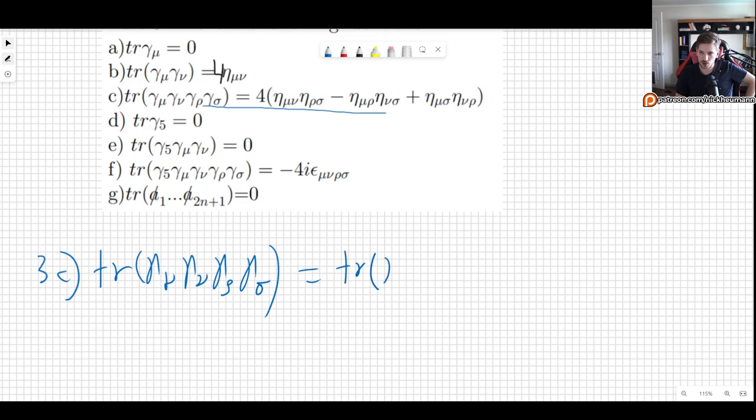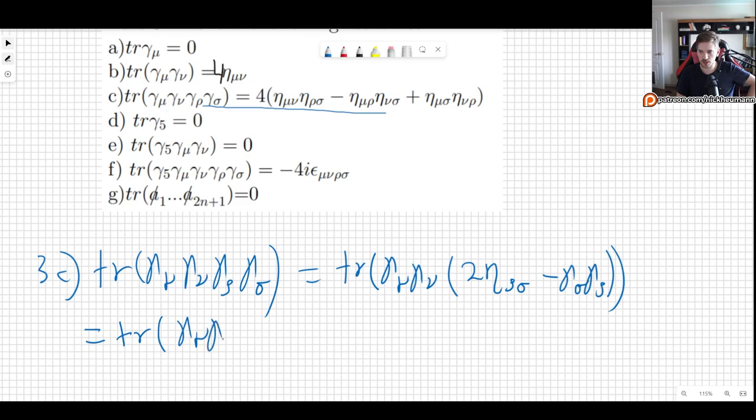So this is the trace of gamma mu gamma nu. Sorry, we have it written down here. So gamma mu gamma nu. And now, instead of this, we commute them, or rather anti-commute them, using the Clifford algebra. So that means 2 eta rho sigma, and then minus gamma sigma gamma rho. And we have to take the trace of all of that. Now we know that we can separate the trace. So we have a trace of gamma mu gamma nu times 2 eta rho sigma, which we can take outside of the trace because it is simply a number. And then we have minus the trace of gamma mu, gamma nu, gamma sigma, gamma rho. There it is. I said it wrong.